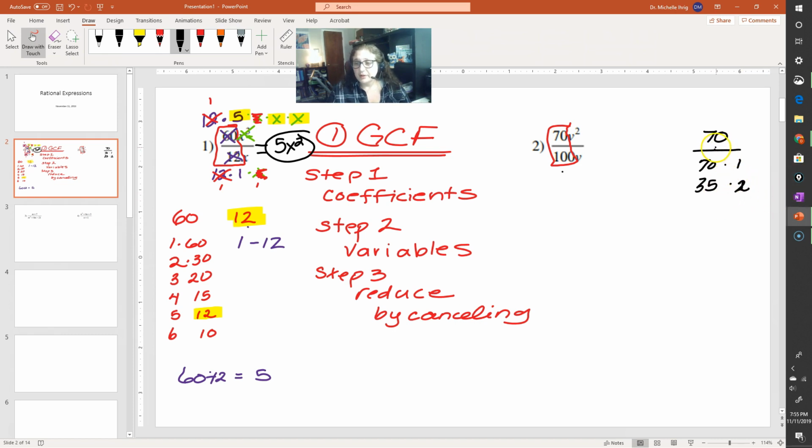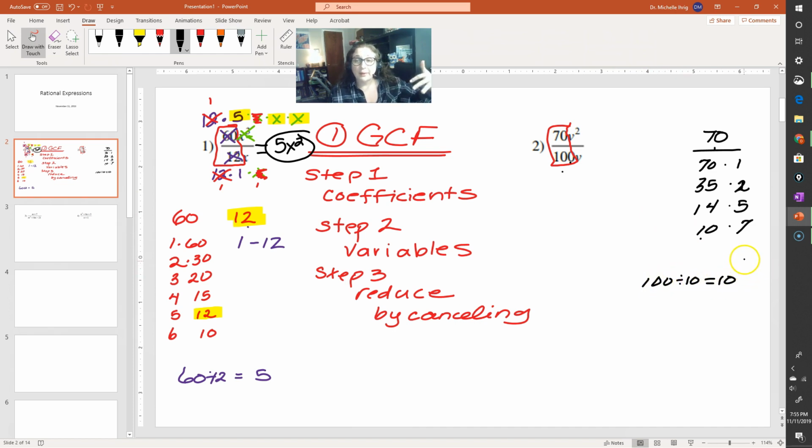3 doesn't go into it. 4 doesn't go into it. 5 can go into it. 5 can go into 71. Hold on. 14 times... well, 14 doesn't go evenly into 100. And then I can do 7 times 10. And then, yep, that's it, because I can do 100 divided by 10 is going to give me 10.